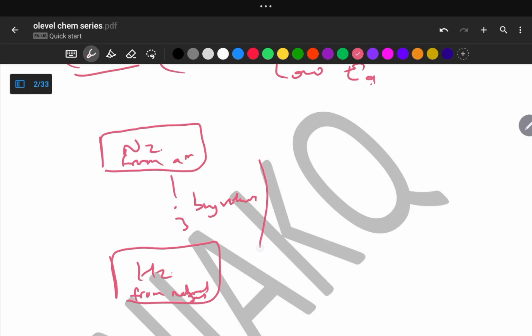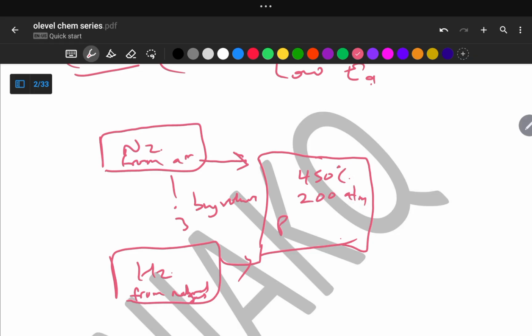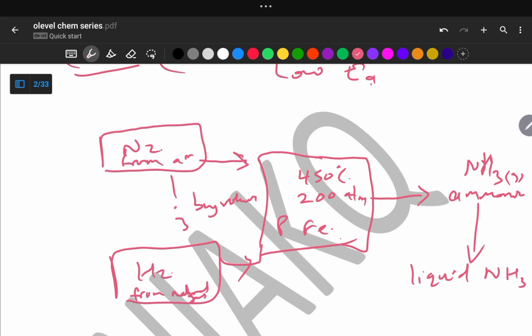Then we have the conditions here: 450 degrees, 200 atm, and powdered iron. And then we produce our ammonia here, NH3. This is the produced ammonia. Ammonia is produced as a gas, so we liquefy the ammonia to get liquid ammonia.